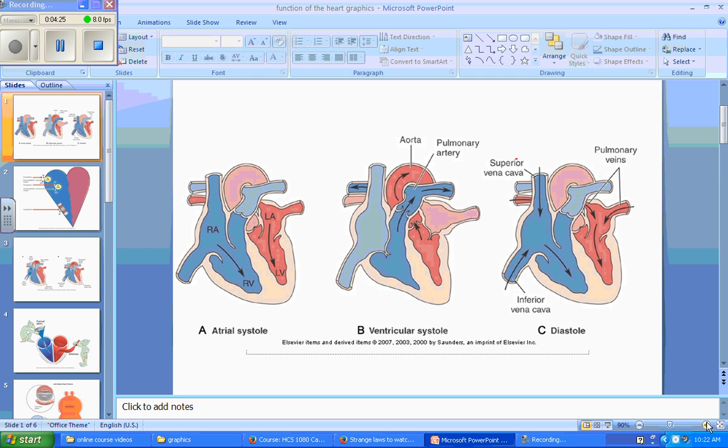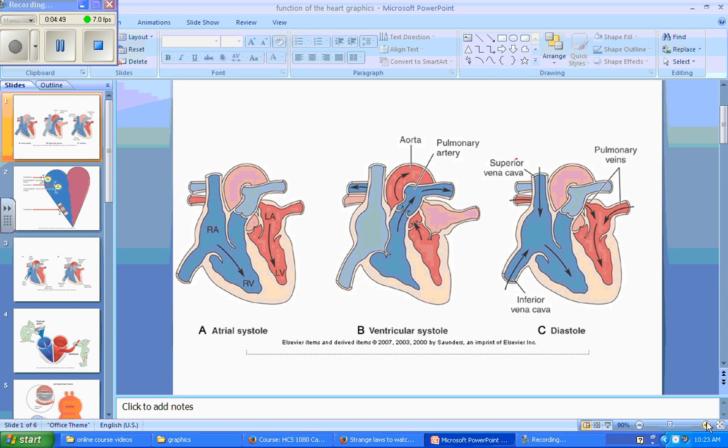That allows the cuspid valves to reopen, and blood from the superior and inferior vena cava flows into the right atrium through the tricuspid valve into the right ventricle, and the same thing from the pulmonary veins into the left atrium and left ventricle, and the whole phase repeats itself.